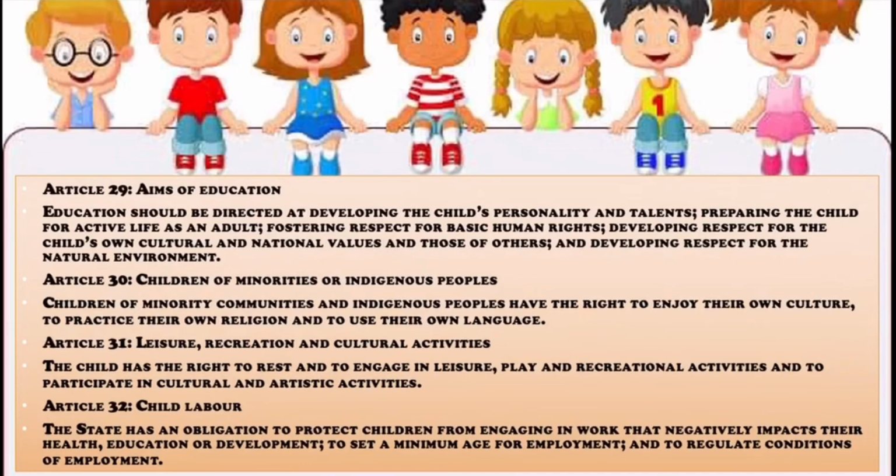In Article 31, state parties recognize the right of the child to rest and leisure, to engage in play and recreational activities appropriate to the age of the child, and to participate freely in cultural life and the arts. In Article 32, child labor. In Article 32, state parties recognize the right of the child to be protected from economic exploitation and from performing any work that is likely to be hazardous or to interfere with the child's education or to be harmful to the child's health or physical, mental, spiritual, moral, and social development.